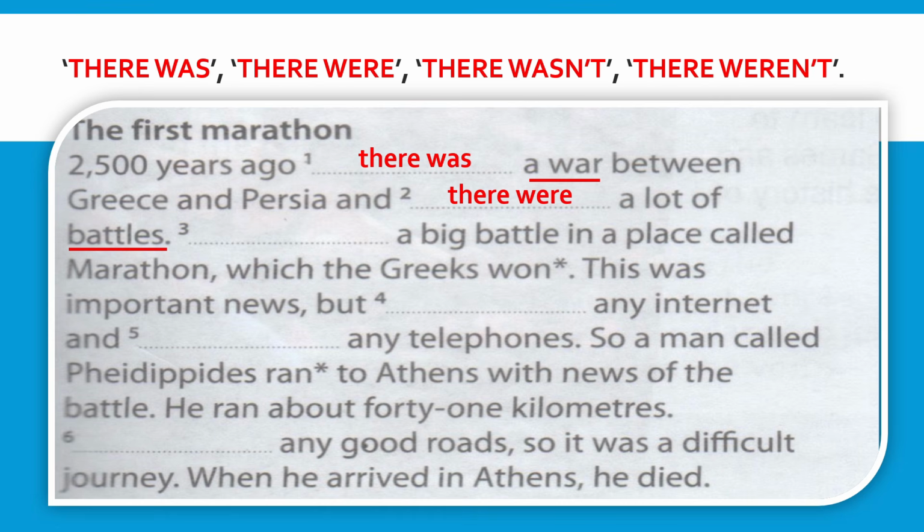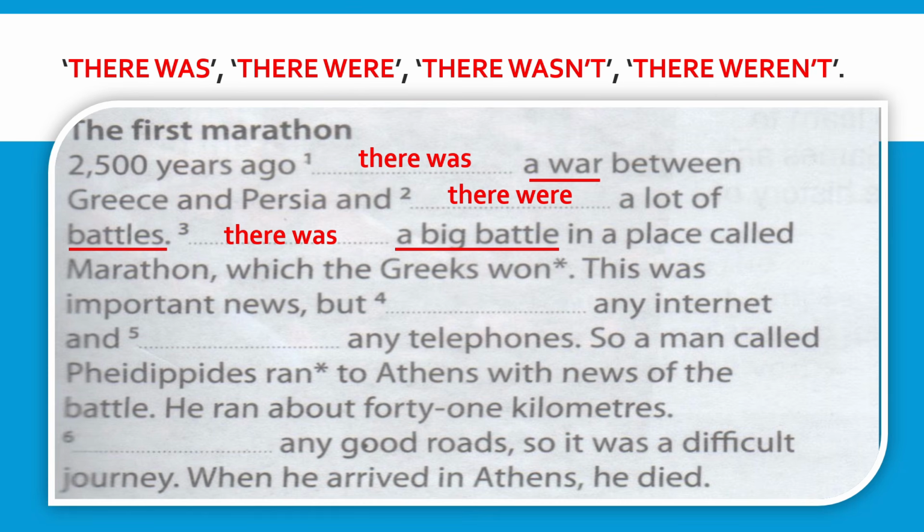Moving on to the third sentence. A big battle in a place called Marathon, which the Greeks won. The object here is big battle. And how many big battle is that? It's only one because the article a is being used. Therefore, it's in singular form. So automatically the answer is there was, because we don't see the word any in the sentence.